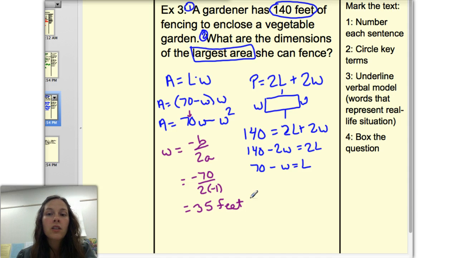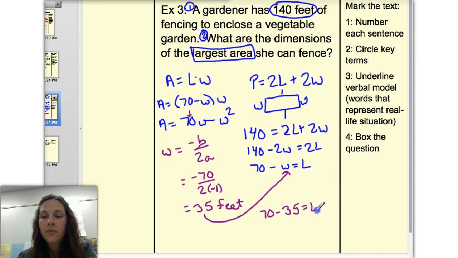The question is, what are the dimensions? So we also need to know the length. So that's where we're going to take this 35, which is W, and substitute it back into this expression that we originally solved for our length. Well, 70 minus 35 is also 35 feet. So in this case, a square will maximize the area.